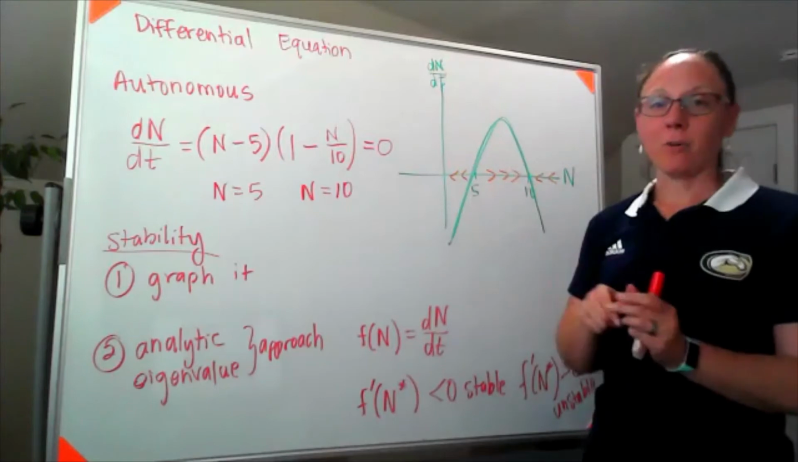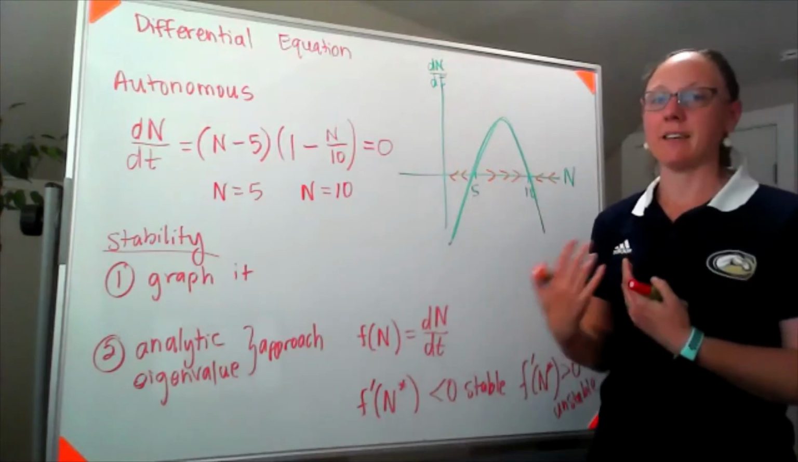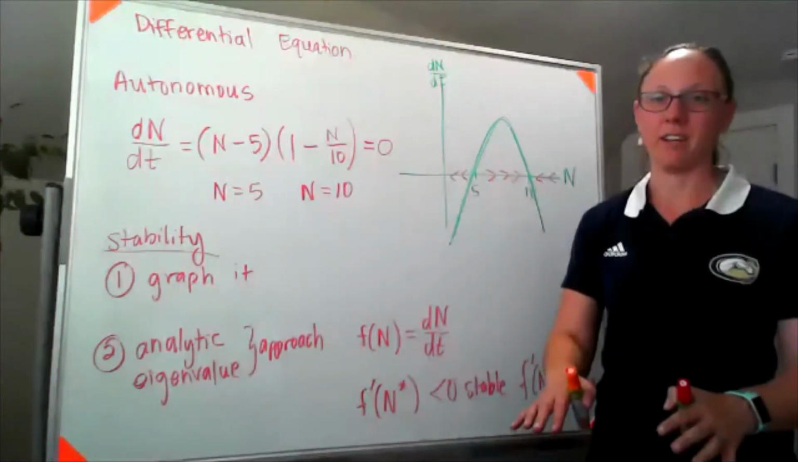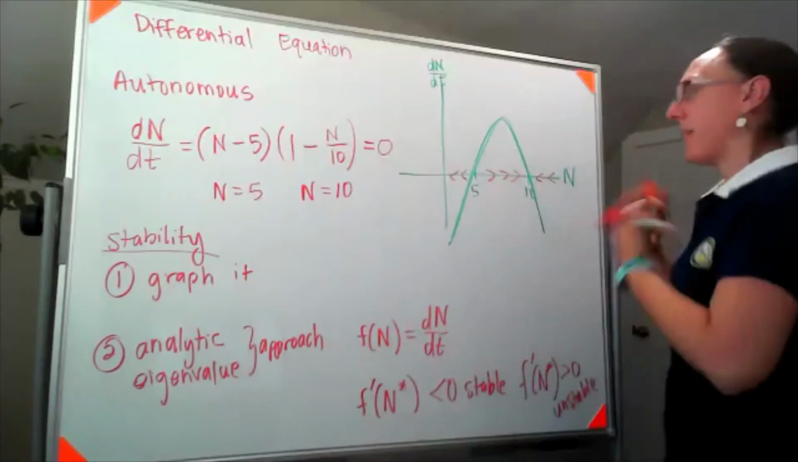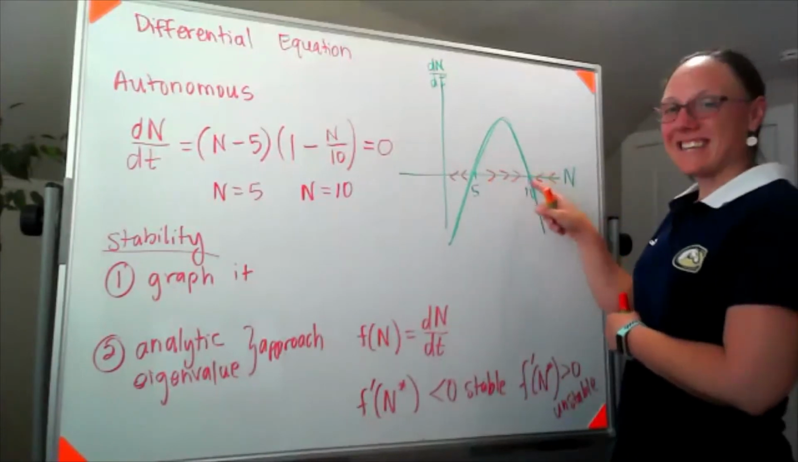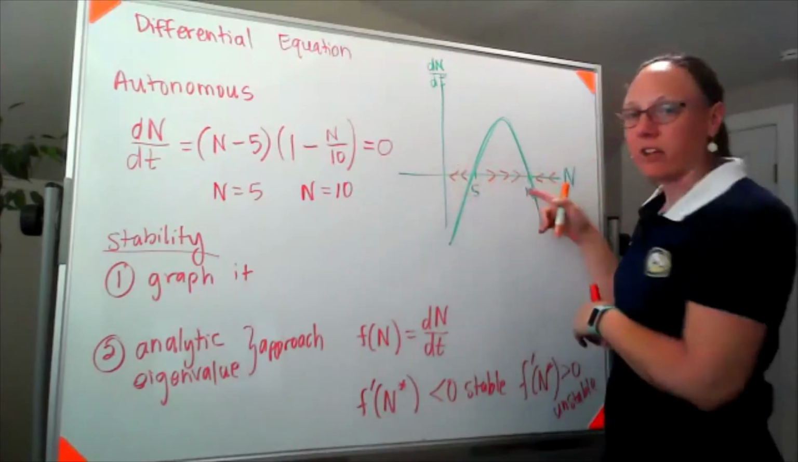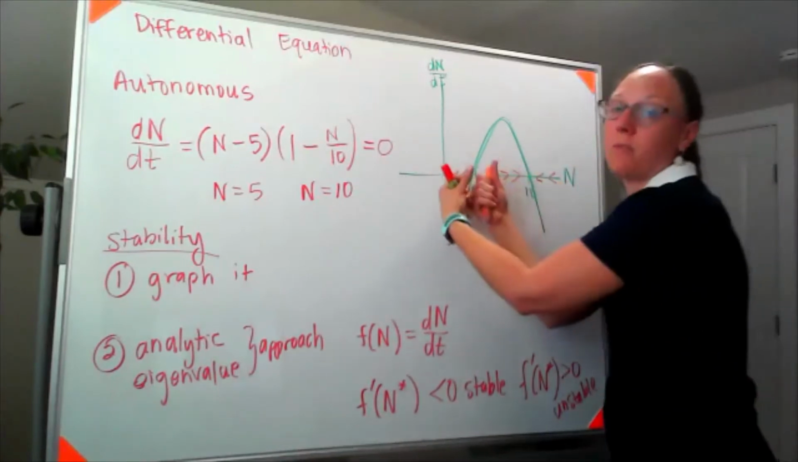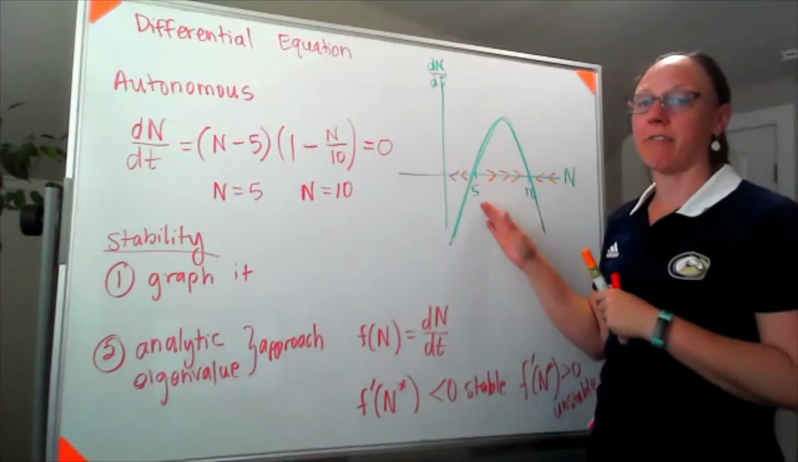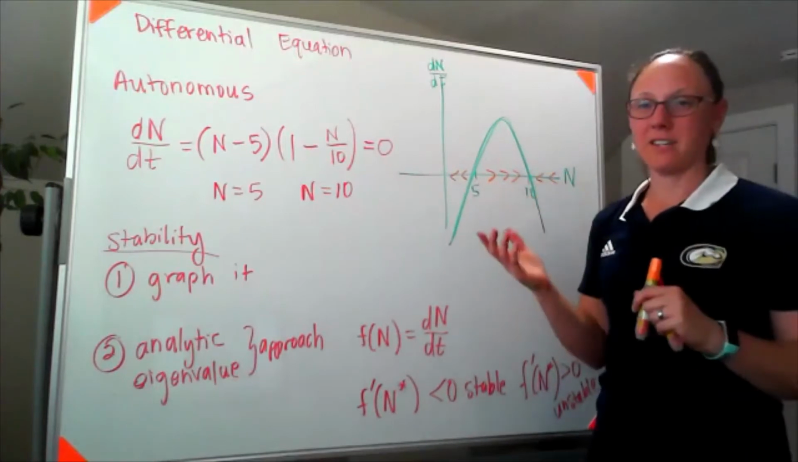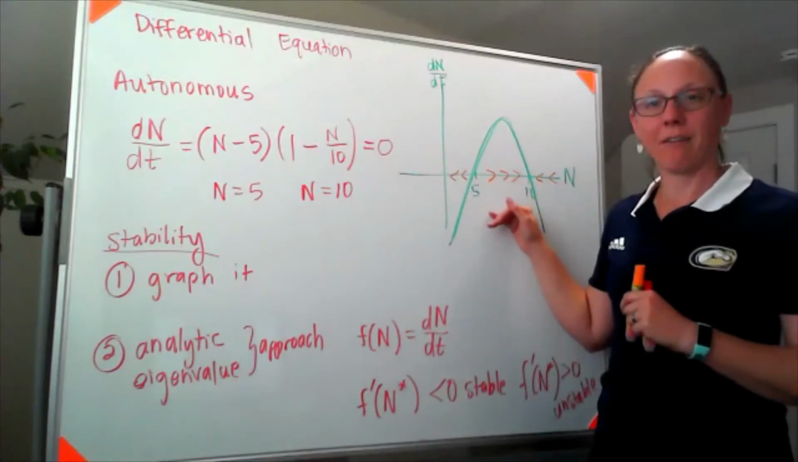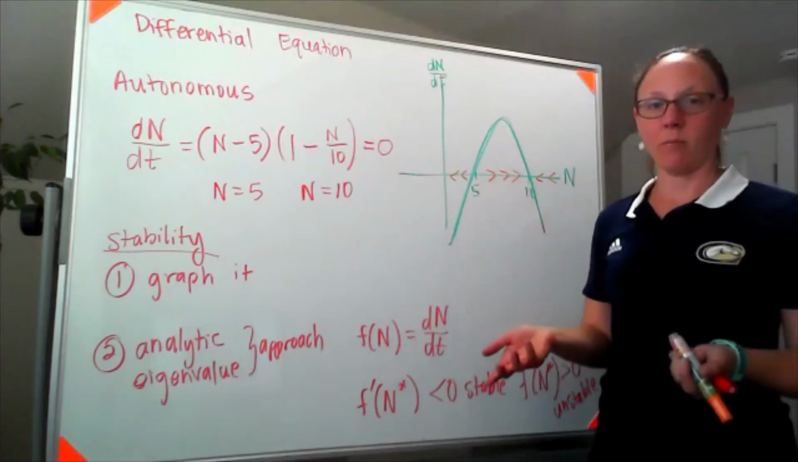I like the graphical approach because, one, I'm good at graphing, so that helps. But the other thing is, I can see that all of the population is moving towards a value of 10, or all the population is moving away from a value of 5. So that idea of stable, unstable just makes more sense to me graphically, why they would give it those names.